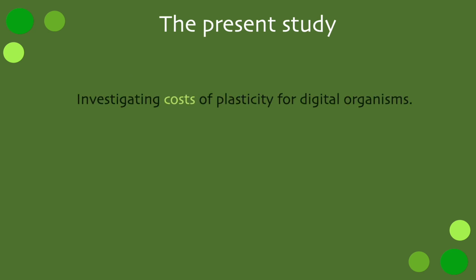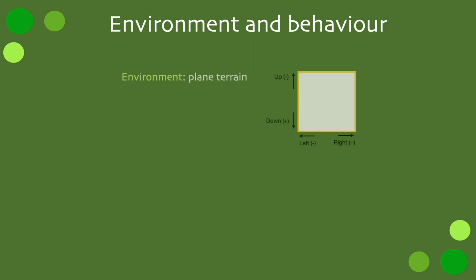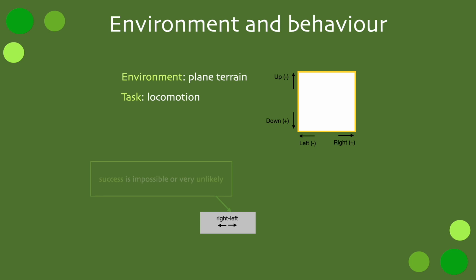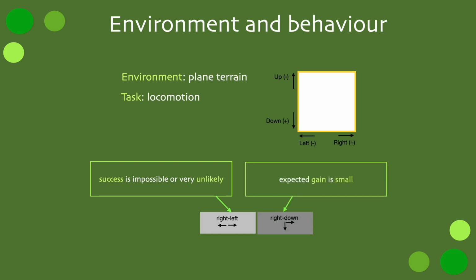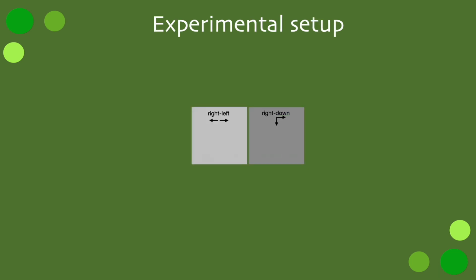The present study investigates the costs of plasticity for digital organisms. Effects are isolated by enabling only genetic costs. Different populations of organisms were evolved to locomote in a plain terrain environment. They were expected to displace to two pairs of directions. One pair is right and left, illustrating conditions in which success is impossible or very unlikely without plasticity. Another pair is right and down, illustrating conditions when the expected gain of being plastic is relatively small.